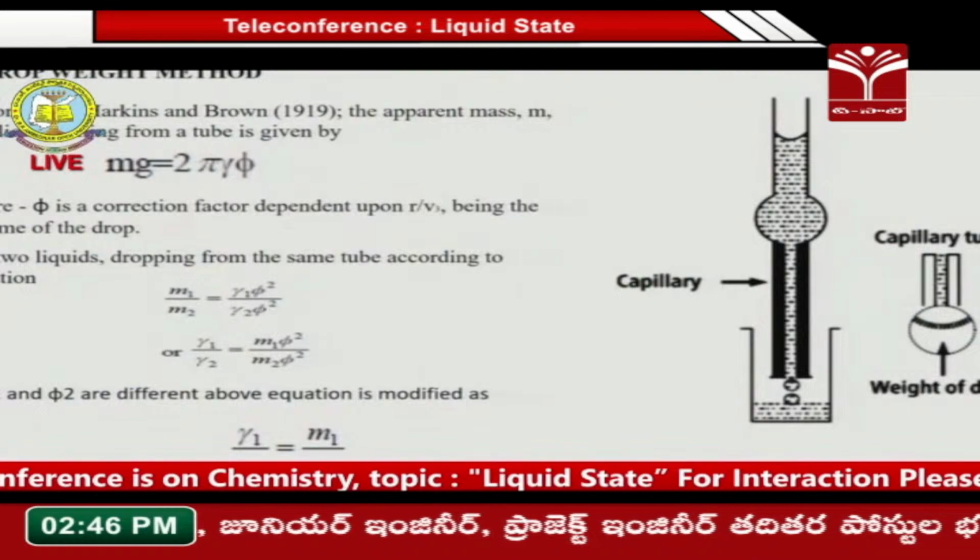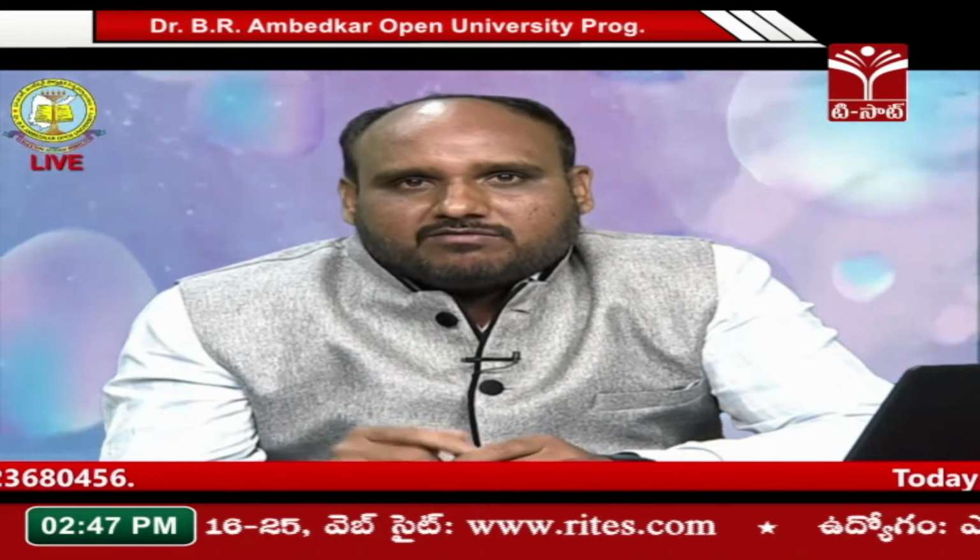If we consider the equilibrium condition, whenever liquid comes from top to bottom of the capillary, the weight of the water droplet is equal to the force acting on the opposite side on the capillary tube. That force, mg, equals 2 pi gamma r, where r is the radius of the droplet. This equation may be applied to two liquid solutions. By taking the ratio, we get the relation between surface tension and mass of the droplets: m1 by m2 is equal to gamma 1 by gamma 2. With this, the ratio of surface tensions of two liquids can be measured. This is the drop weight method.